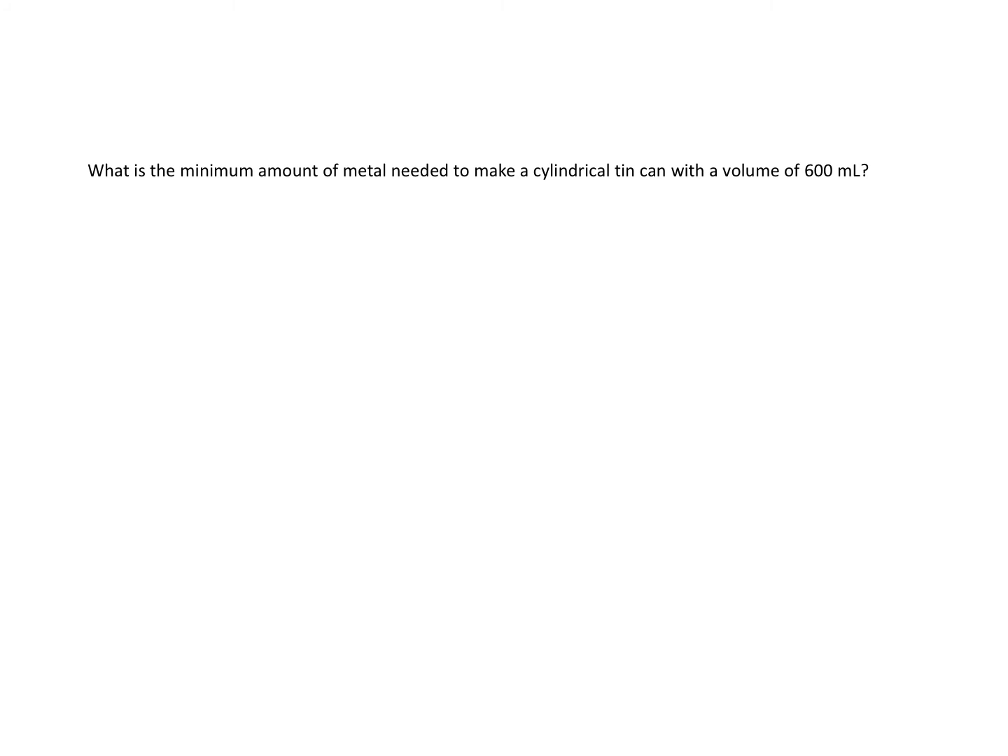Here we have a tin can question. Now there's two variants on the tin can question. There's the ones where I give you the amount of metal and you maximize the volume, or there's ones like this where I give you a volume and you have to minimize the amount of metal. So we're given the volume, so we know volume of a cylinder is pi r squared h, which is equal to 600 in this case. I'm going to isolate h.